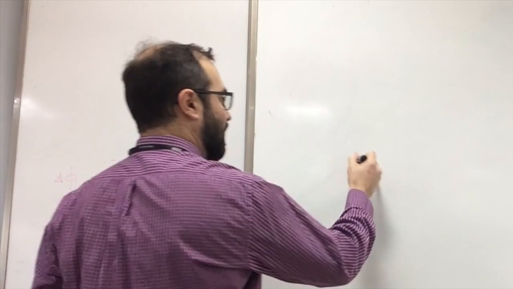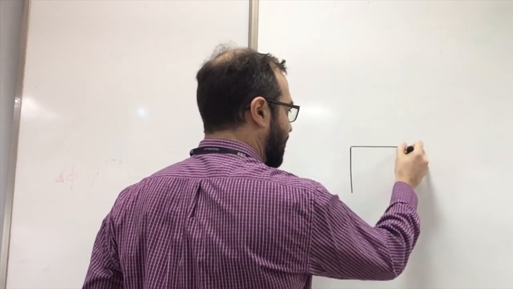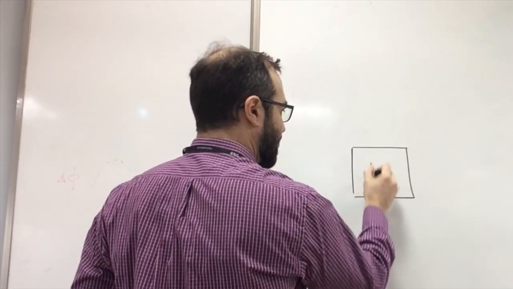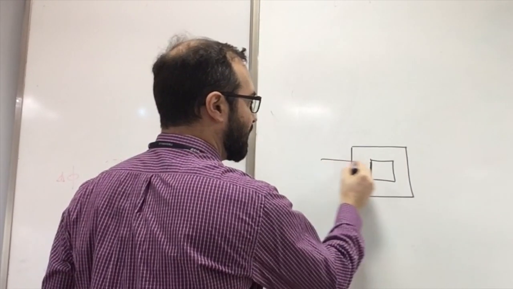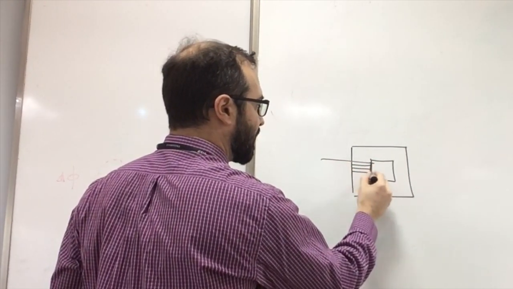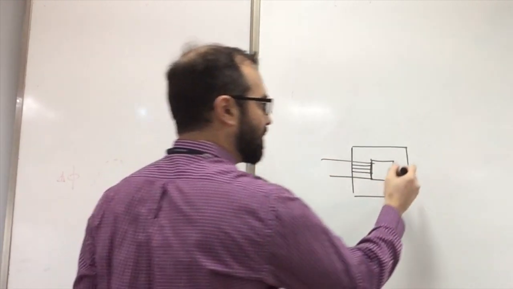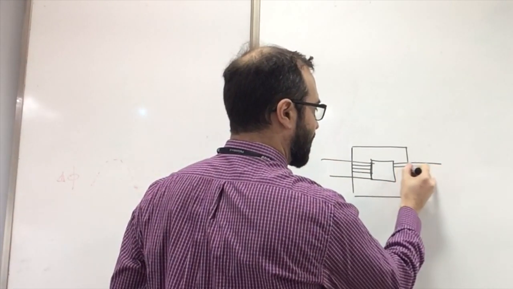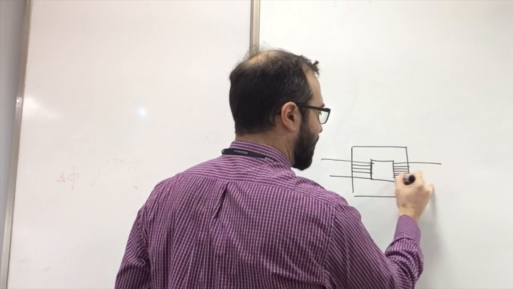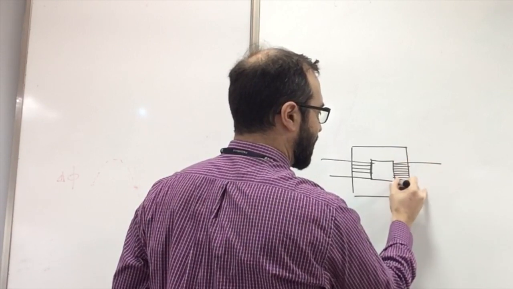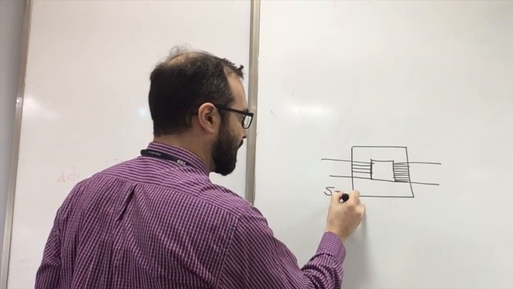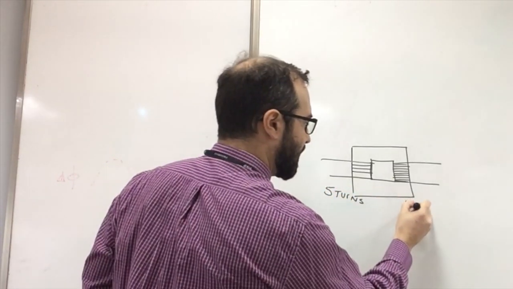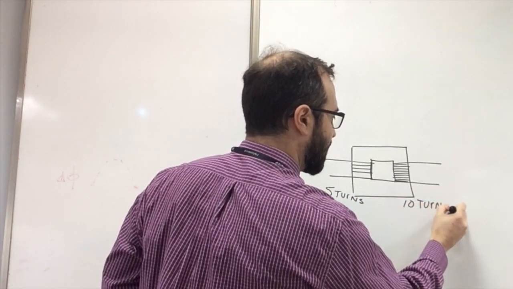Let's say we have a piece of metal here. And this piece of metal has this shape, and on one side we've got a coil. And on the other side we have a coil. We've got 5 turns on one side. We've got 10 turns on the other side.